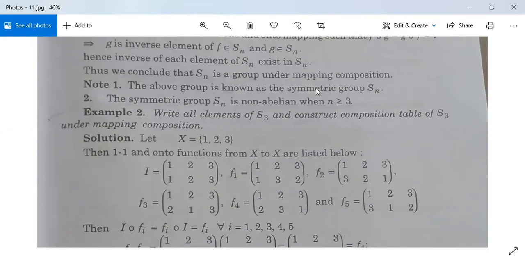The above group is known as the symmetric group Sn. The symmetric group Sn is non-abelian when n is greater than or equal to 3. When n is 3 or greater than 3, it is non-abelian, and if the value of n is less than 3, meaning 2 or 1, then Sn is abelian.